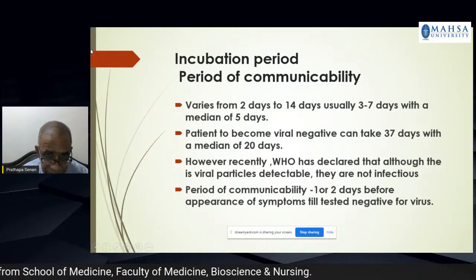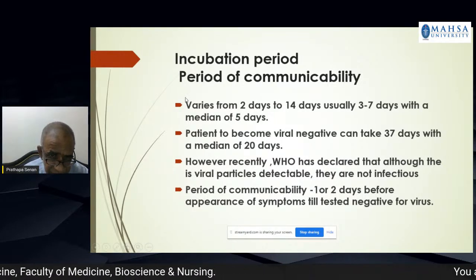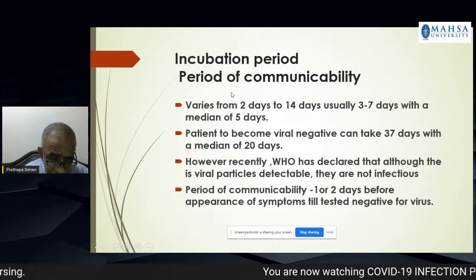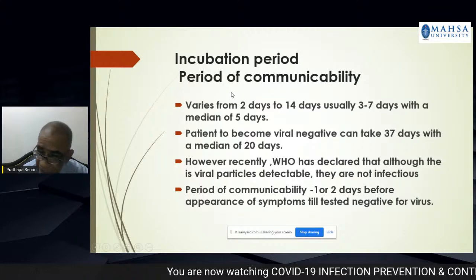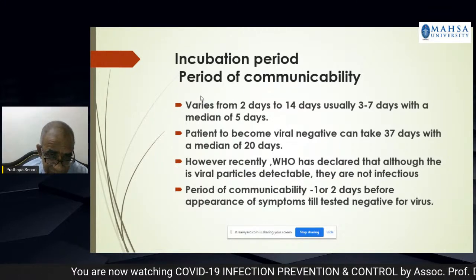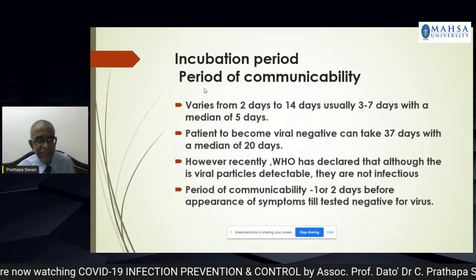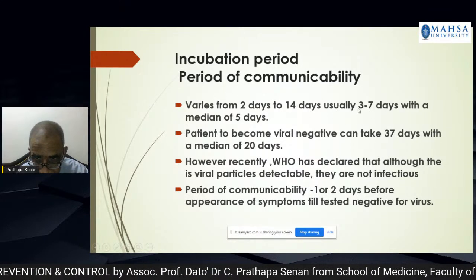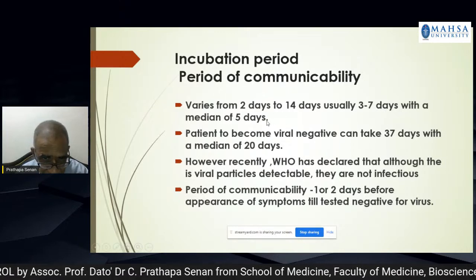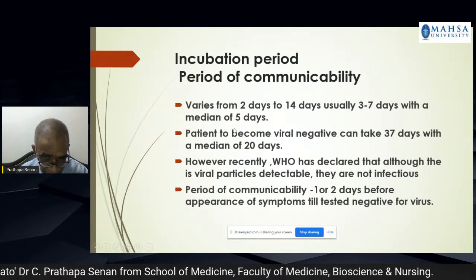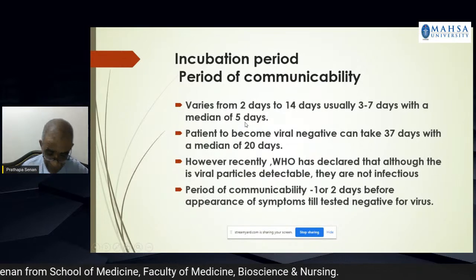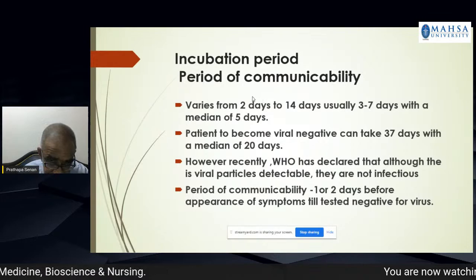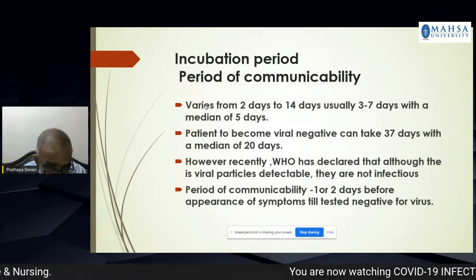Incubation period and period of communicability. Okay, incubation period is the time from when you get the virus in your body till the time you develop symptoms. Here the first symptom is fever. So the time from when you get the virus to the moment you get a fever is called the incubation period. It varies from 2 to 14 days, usually 3 to 7 days with a median of 5 days. Half of them will get it in 5 days, while the other half is from 5 days to 14 days.